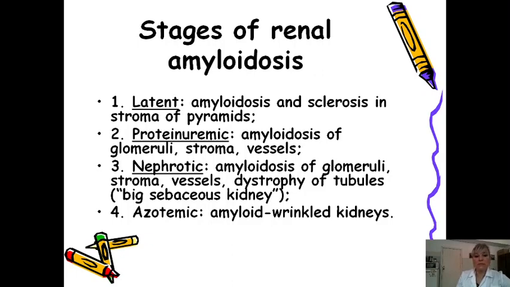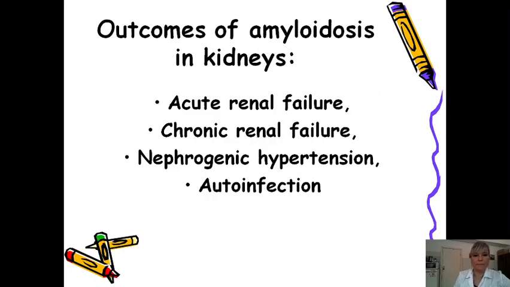And the last stage is azotemic, amyloid wrinkled kidney. This stage leads to chronic renal failure. Which outcomes of amyloidosis in the kidney? Maybe acute renal failure, but more often in the last stage we see chronic renal failure, nephrogenic hypertension, and autoinfection.